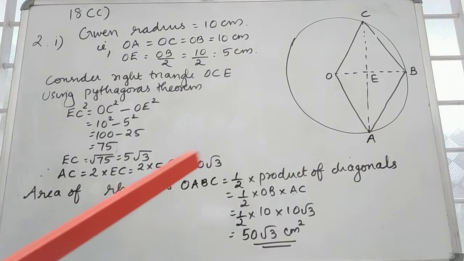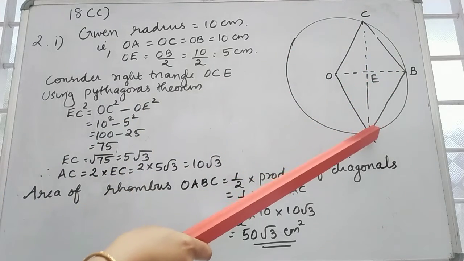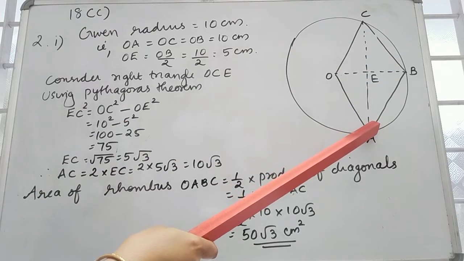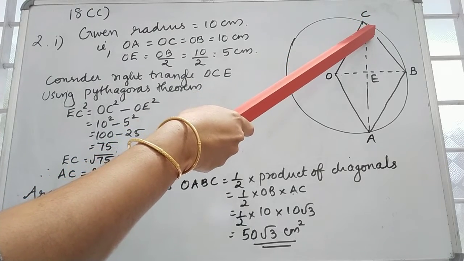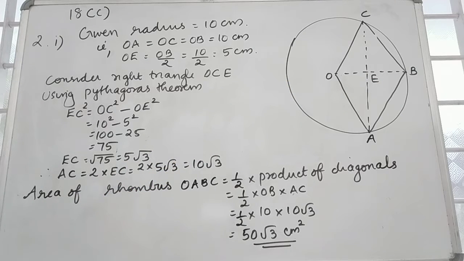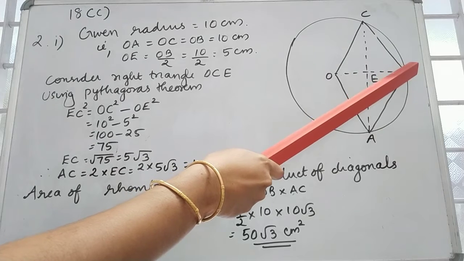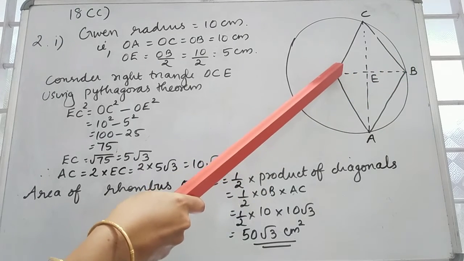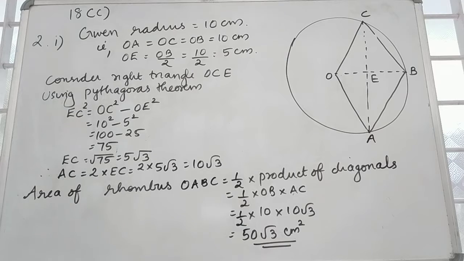That means diagonal AC bisects angle A and angle C. Similarly, the other diagonal, OB, bisects angle B and angle O. So three conditions are there. First one is all the sides are equal. Which are the sides here? The sides are OC, OA, BC, AB. So all the four sides are equal.